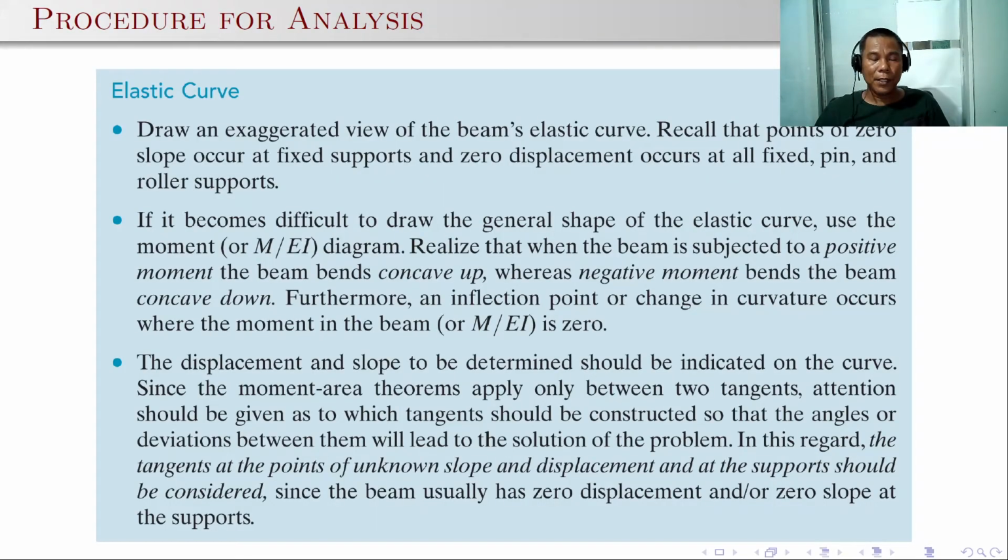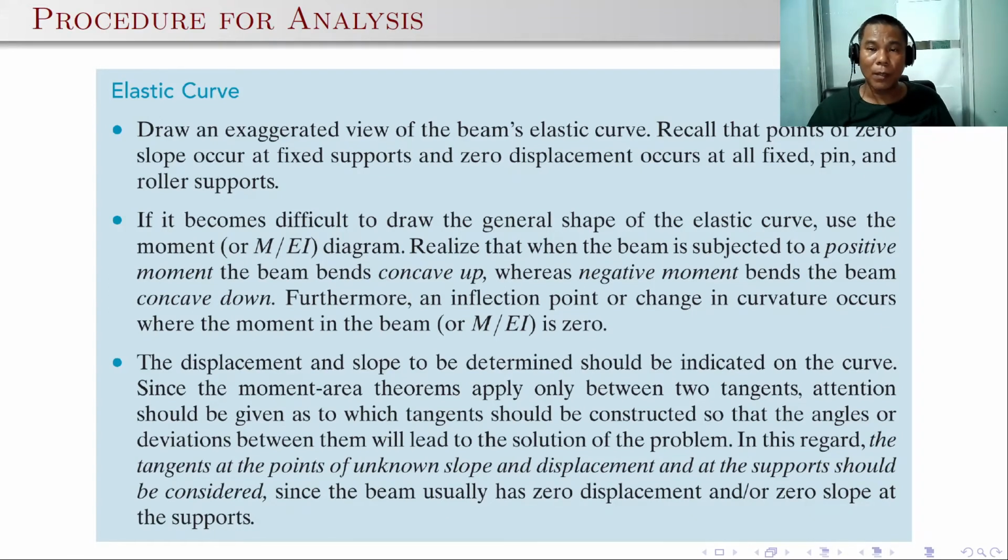For the elastic curve, draw an exaggerated view of the beam's elastic curve. Recall, even though it is exaggerated, at the supports there should be no displacements, except if there is a settlement as given. But normally, if it is not, then there will be no displacements. And you can just draw the elastic curve according to the moment diagram, if you can follow that one. A positive moment, concave upward, a negative moment, concave downward.